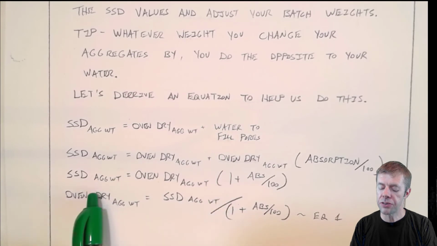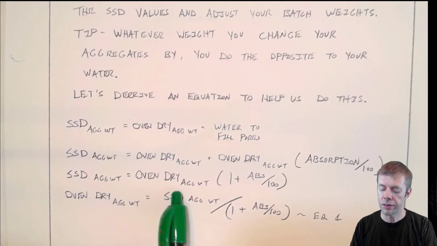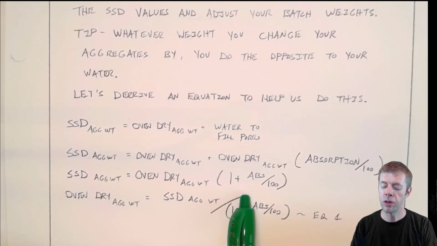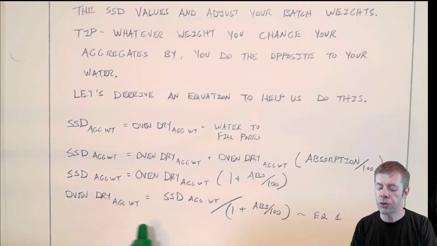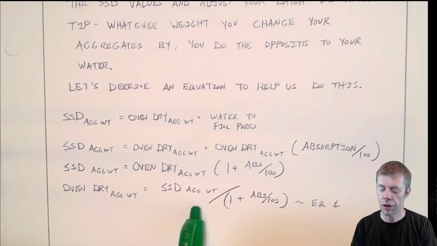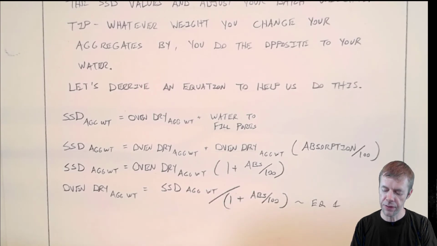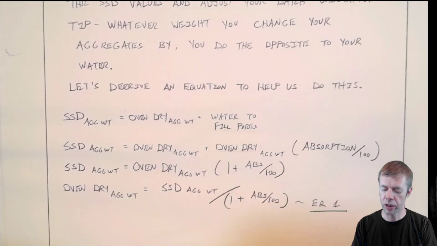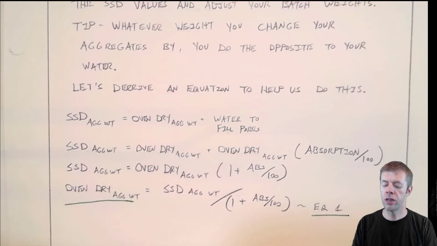So SSD aggregate weight equals oven dry aggregate weight times 1 plus absorption over 100. Now, I can do a little bit of algebra. I can divide by this term over here and get oven dry aggregate weight is equal to SSD aggregate weight over 1 plus the absorption divided by 100. And this is what we're going to call equation 1. We're going to need this. We're going to solve another equation in terms of aggregate dry oven weight in just a second, and we're going to need this to sub into it.